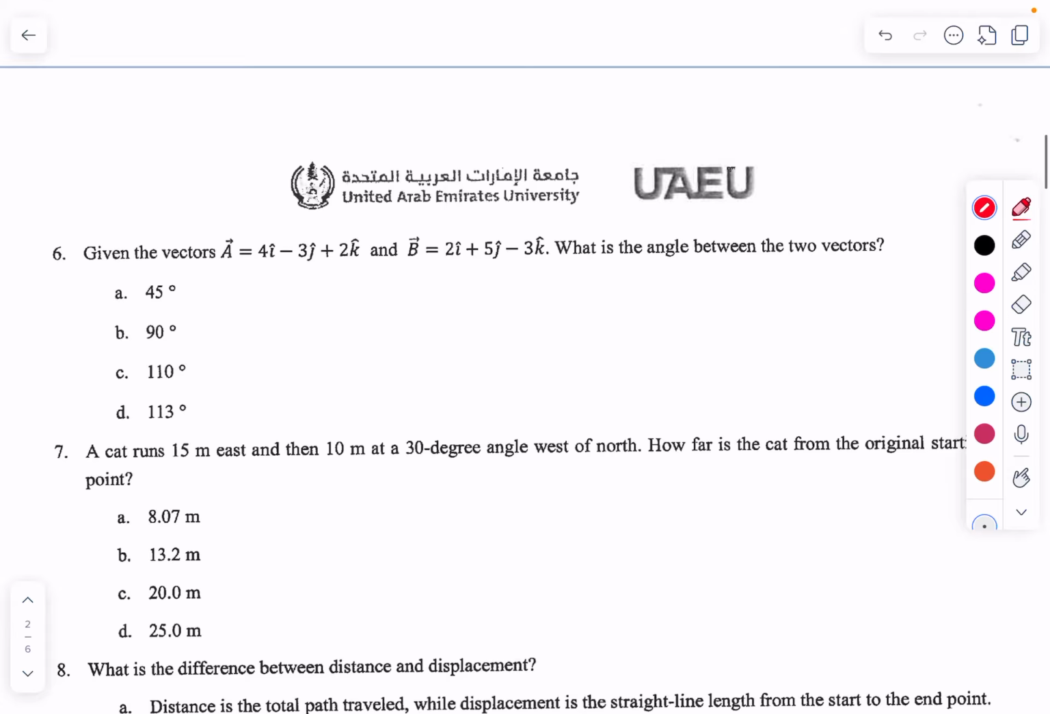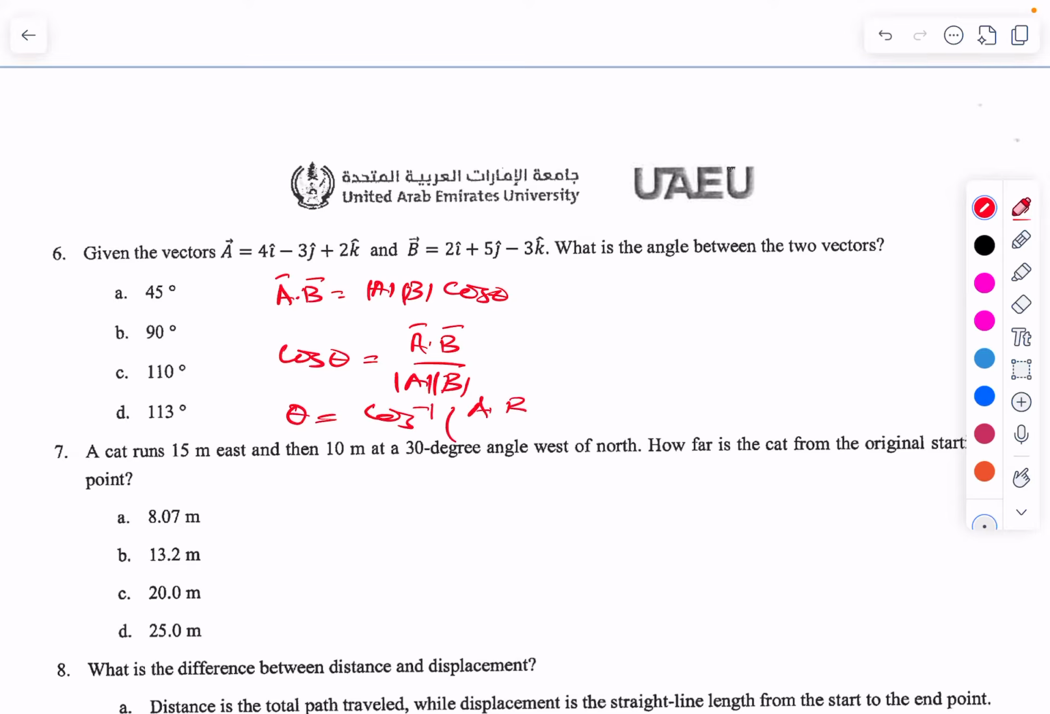So now you have the dot product of two vectors and you want to find the angle. So how do you find the angle? A dot B is A magnitude, B magnitude, cosine of theta, and cosine of theta is equal to A dot B over A magnitude, B magnitude. So theta is cos inverse of A dot B over A magnitude, B magnitude.